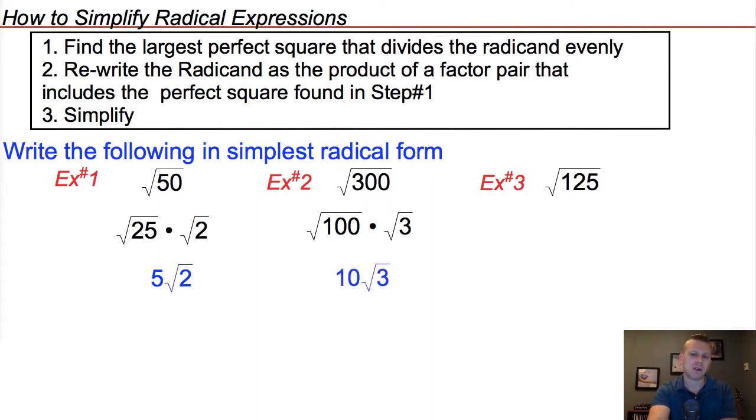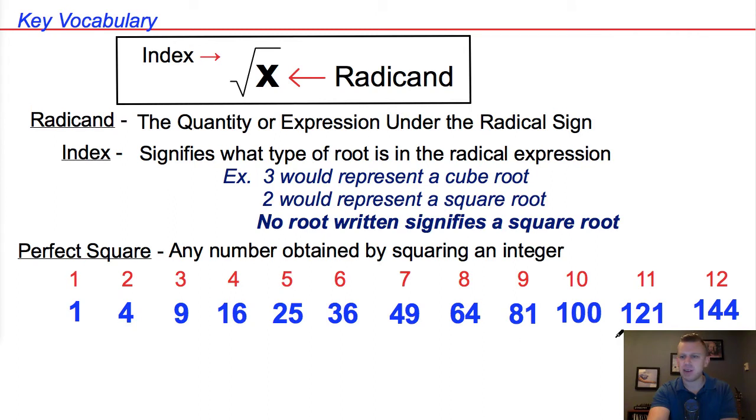Let's try one more. In the last part, I want to simplify the square root of 125. I need to find the largest perfect square that divides it evenly. 125 sits here between 121 and 144. Well, 121 doesn't go into 125. Neither does 100, not 81, not 64, not 49, not 36, but 25 does work.